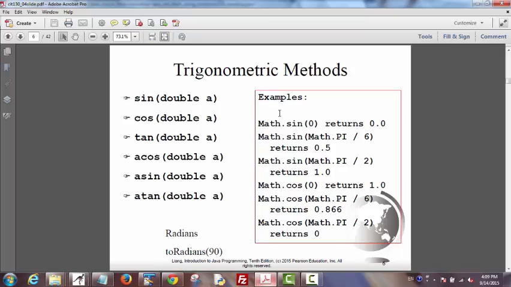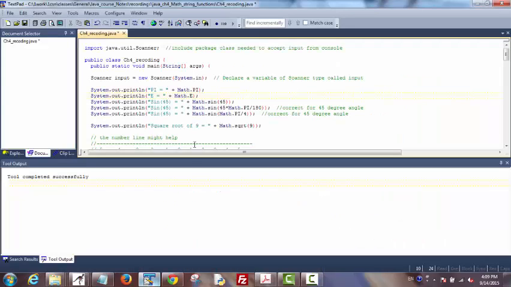Your book has a whole bunch of examples. Some of the trig functions are kind of noteworthy because the sine and cosine and all of these other functions that you may never use require a value in radians. So if you want to find the sine of 45 degrees, if you use sine of 45, this doesn't give you the correct answer. Instead, you have to take that 45 and convert it to radians by multiplying by pi over 180.